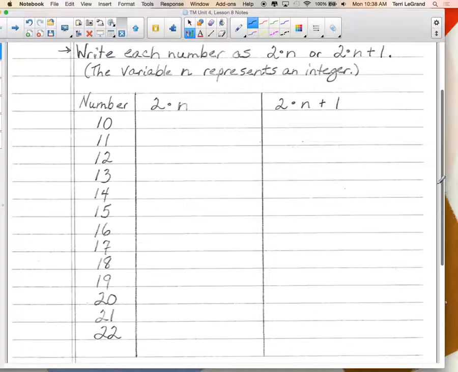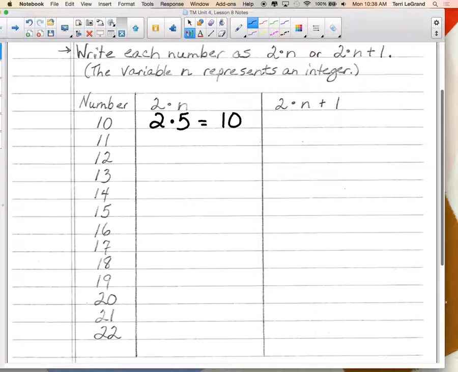So the number 10. Can you think of an integer that all you have to do is multiply it by 2? Danny? 5. So in other words, if we took 2 times 5, that would be 10. Okay? Can anyone think of an integer that if we took it times 2 and then added 1, we would still get 10? Can you think of anything you could multiply by 2 and then add 1 and you would get 10? No? Okay, well then we'll move on.